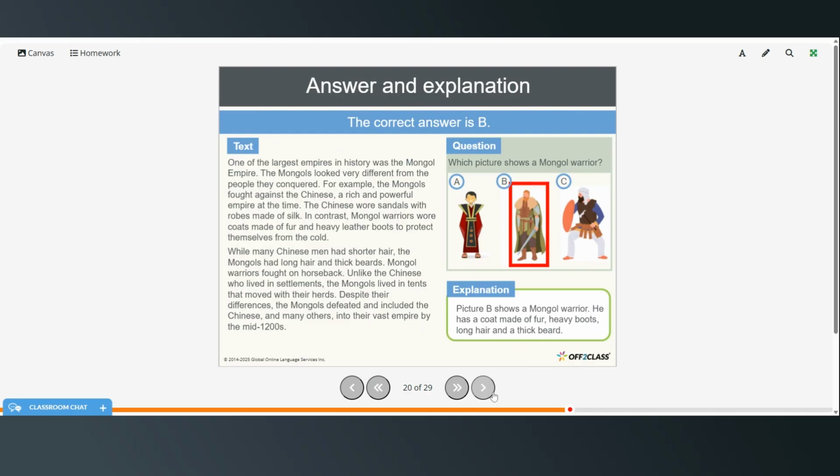So the question, which picture shows a Mongol warrior? It's picture B. He has a coat made of fur, heavy boots, long hair, and a thick beard. So here is where that information is found in the text.